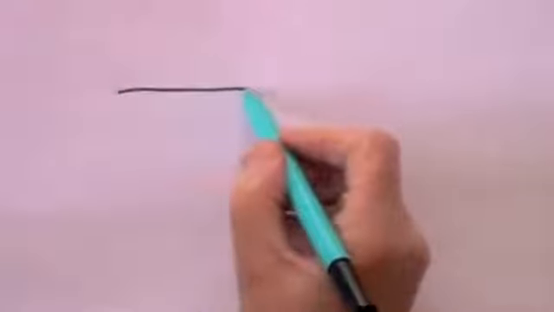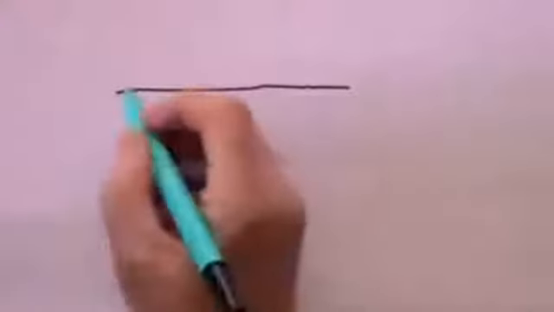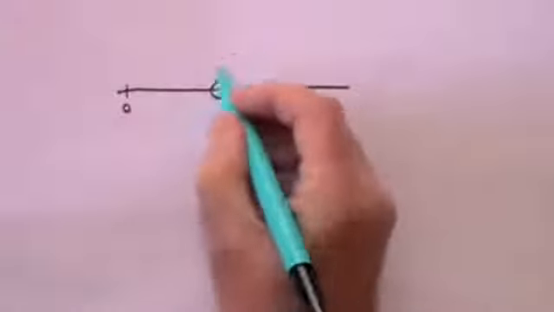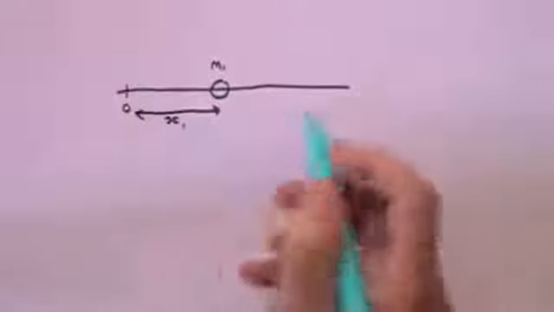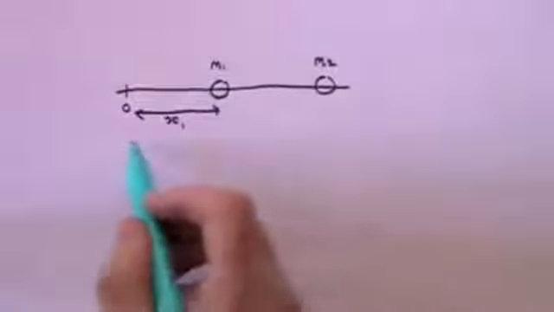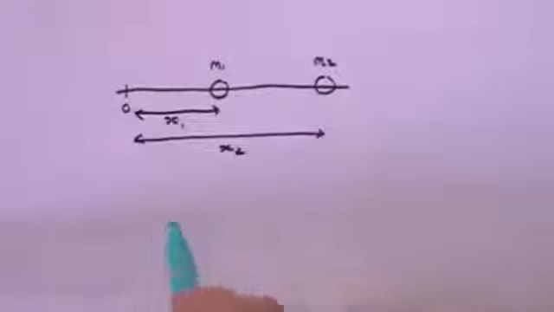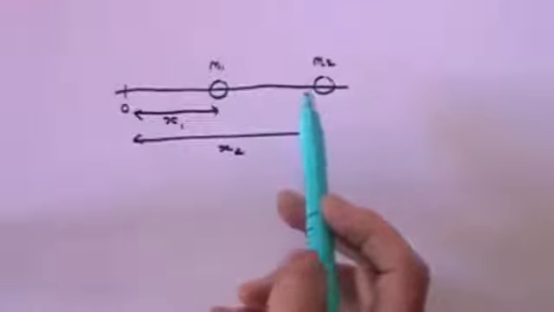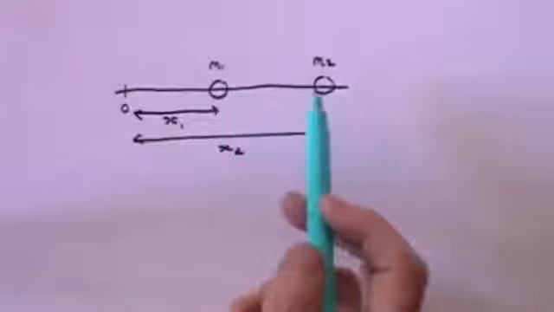Here is the x-axis. I'm going to keep this in 1 dimension for the time being to keep things simple. This is the origin, O, and I've got 2 masses. Mass m1, which is a distance x1 from the origin, and mass m2, which is a distance x2 from the origin. These 2 masses are somehow interconnected. In other words, the action of one has an impact on the action of another. It could be, for example, that they are gravitationally attracted to one another.